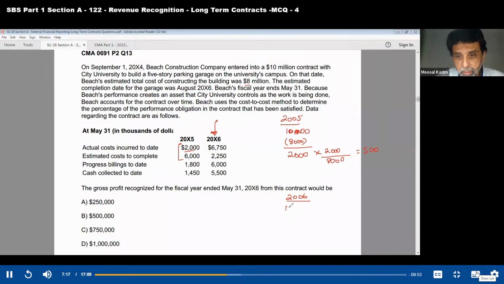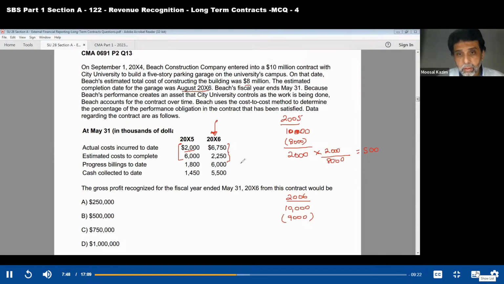10 million. We have to estimate the profit again. 10 million is 10,000. Since I'm putting in thousands, I'm truncating that extra 3 zeros. And the total cost would be cost incurred and cost expected to complete, because it's not completed in May 2006. It will complete in August 2006. So there's a lot more work to do. So 6,250 plus 2,250, it's 9 million.